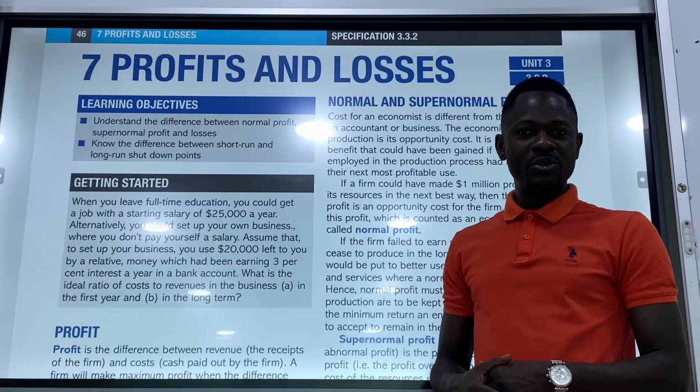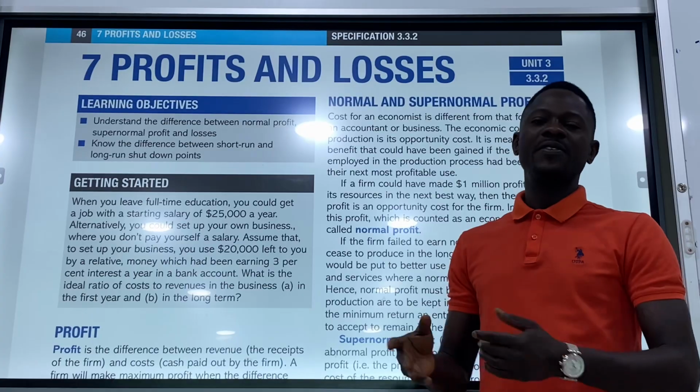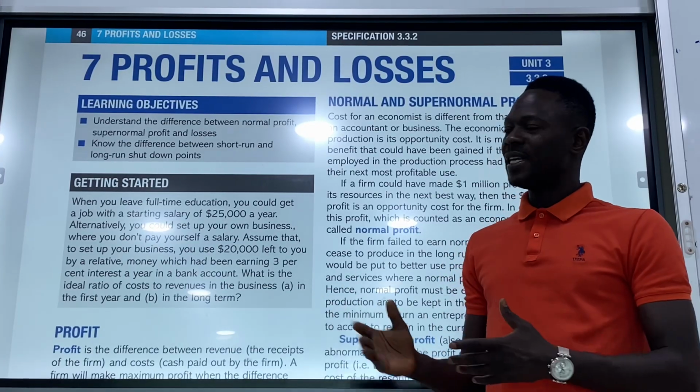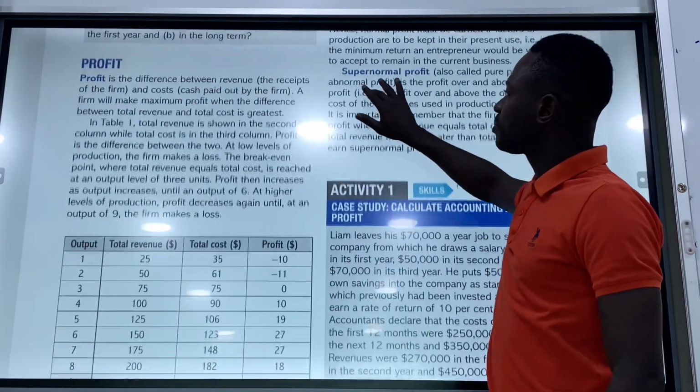And what is your total revenue? Your price multiplied by the quantity. And your total cost is the combination of the fixed and the variable cost. So we'll go further by reading, then I explain more. Profits and losses. So we'll go to profits.